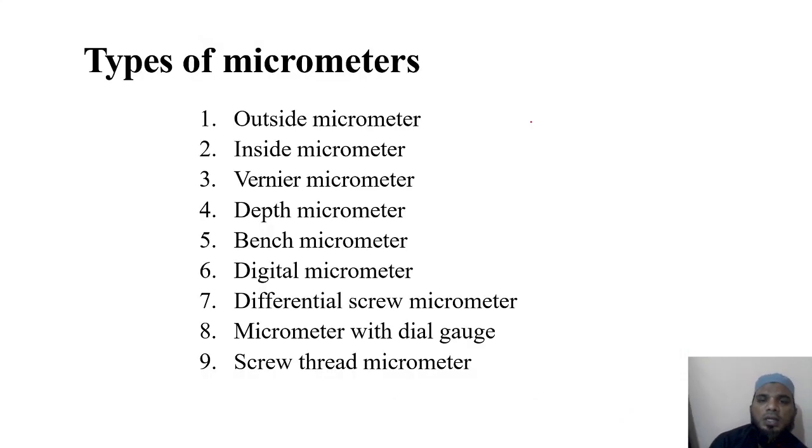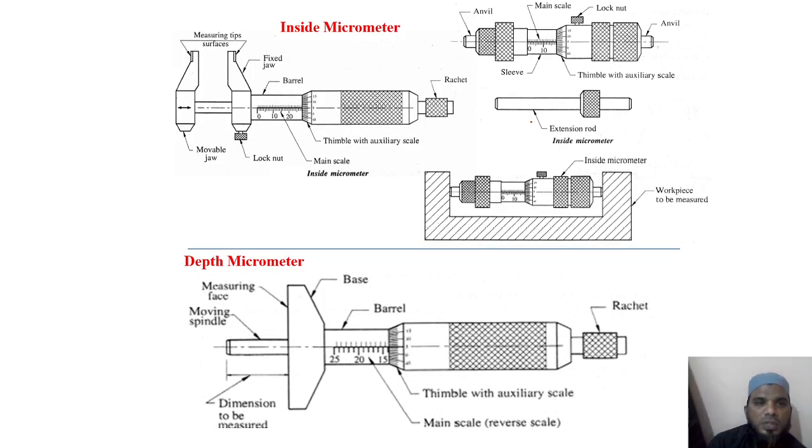So 10.3. What are the types of micrometers we have? Outside micrometer, inside micrometer, vernier micrometer, depth micrometer, bench micrometer, digital micrometer. These are your different types of micrometers. This is your inside micrometer, which is used to measure the internal diameters or internal lengths of an object. If an object has a hole, then how are you going to find that? By using this, you can identify it.